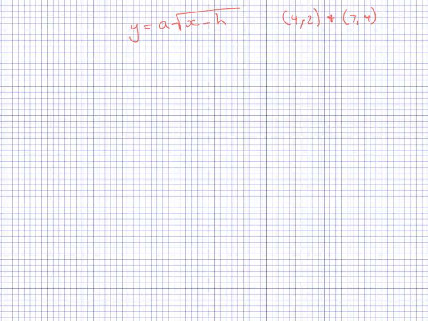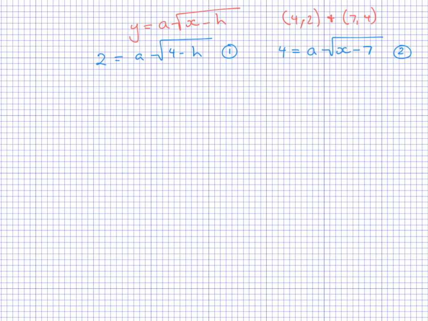So your first step is to construct the equations by substituting in the x and y values. So it's going to be 2 equals a square root of 4 minus h. That's equation 1. And equation 2 is going to be 4 equals a square root of x minus 7. That's equation 2. All right. Then you want to rearrange into a equals or x or h equals, sorry.